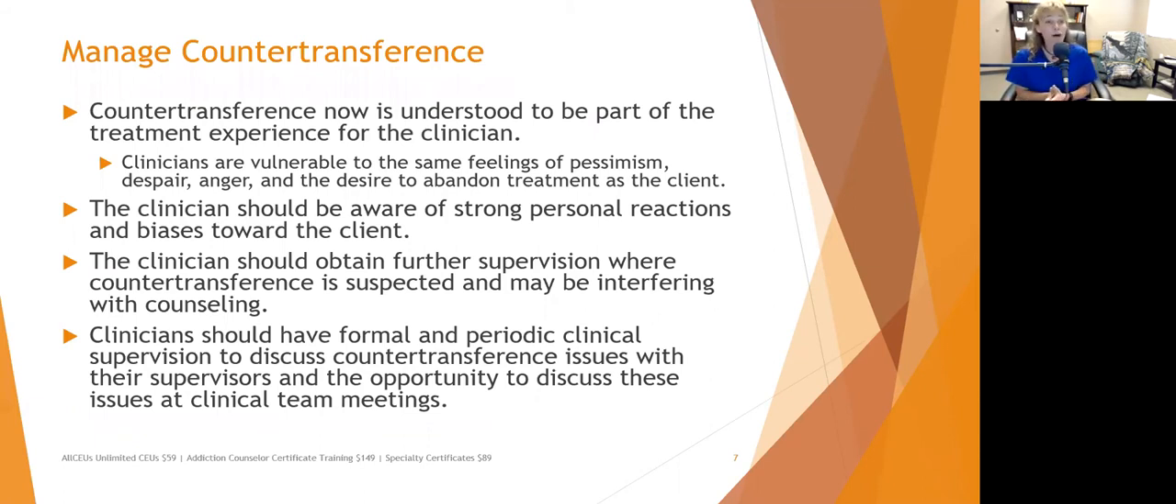And then I switched my approach. Instead of trying to teach them how to not use substances, I started asking them about the stresses in their life and started providing practical tools for them to start addressing some of the things that might be triggering a desire to use. So we do need to seek consultation, because a lot of times an objective set of eyes or somebody with more experience will have really awesome suggestions. We should have formal periodic clinical supervision to discuss countertransference issues with supervisors and discuss issues at clinical team meetings.